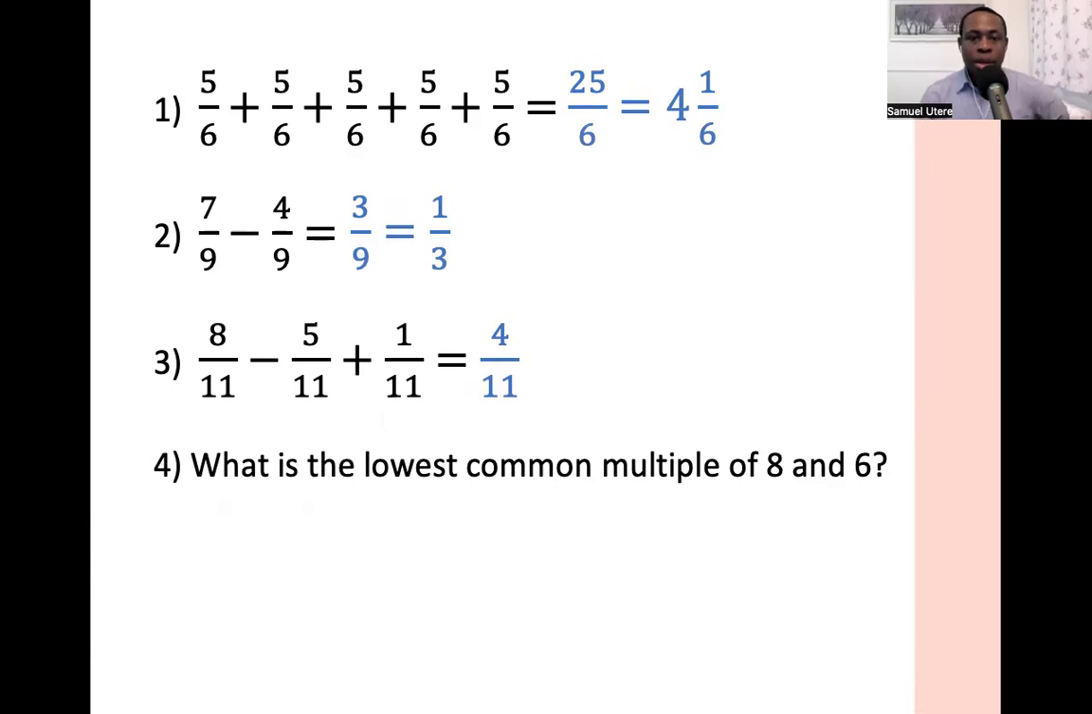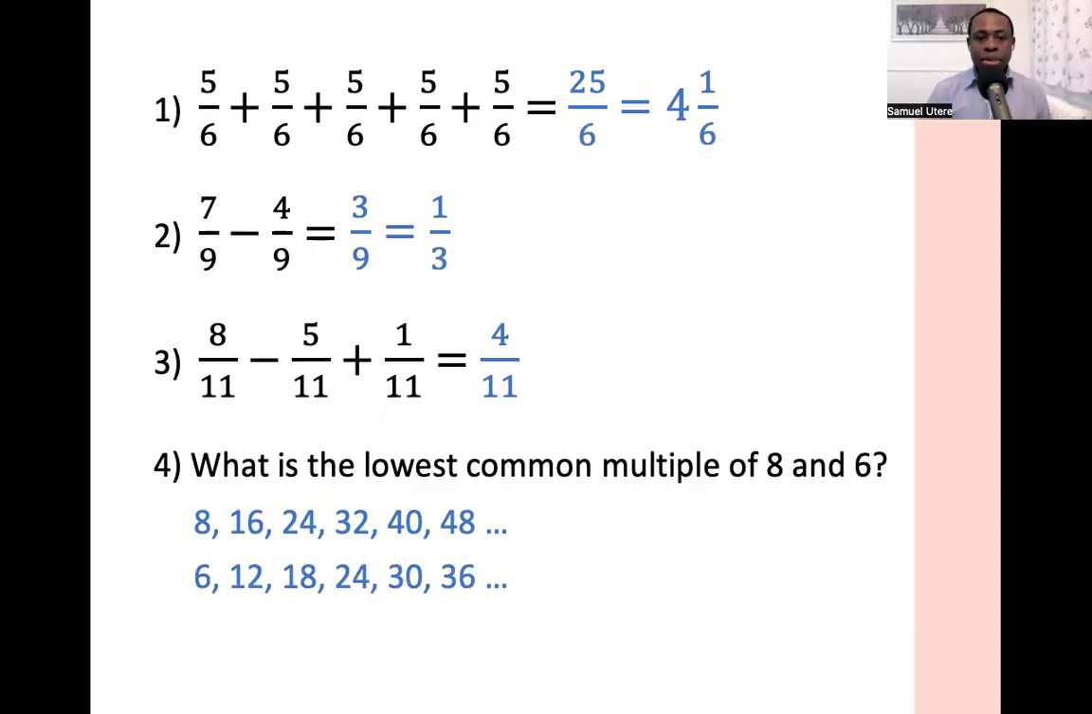All right, next we have: what is the lowest common multiple of 8 and 6? Lowest common multiple simply means you do the multiples. So you do the 8 times table, you do the 6 times table, and you pick the first number that you see in both times tables. That's the lowest common multiple of both 8 and 6.